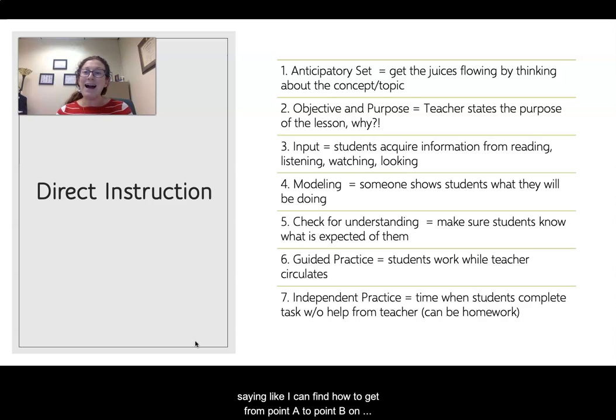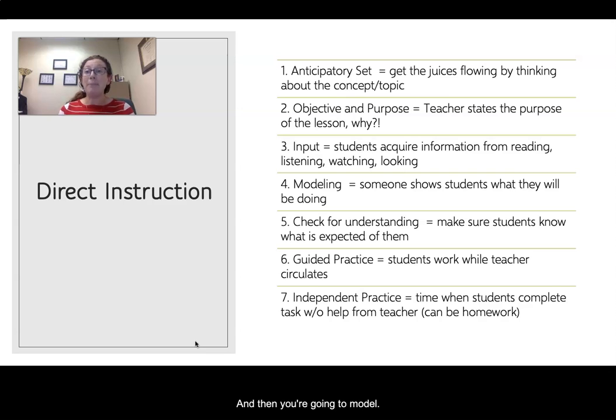So instead of saying like, I can find how to get from point A to point B on a map, you could state, I can find where my house is on a map, or I can find out how to give directions from my school to my house. And then the students are going to be a lot more tuned in to wanting to learn that concept. Then you're going to do input. This is where students are going to acquire information from reading, from listening to you, from watching a video, to looking at a specimen or a picture.